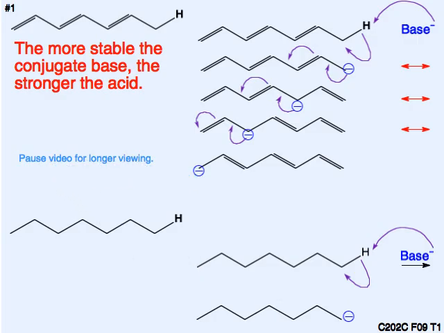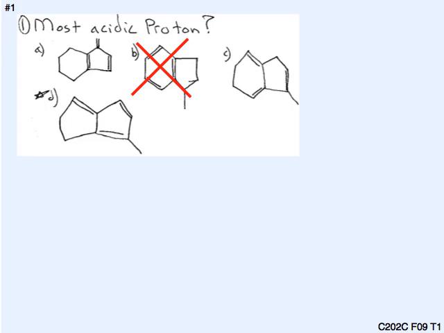Let's take a look at the actual question. The actual question is, what is the most acidic proton? Now we can eliminate answer choice B because it contains an aromatic ring. The aromatic ring is very stable and therefore will not want to lose its stability by helping to stabilize the conjugate base. Now we'll have to explore the other compounds that we have here.